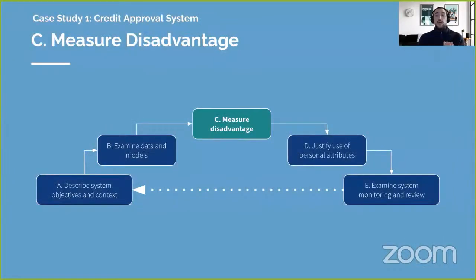So now we've talked about why we use credit scoring models. We discussed the system's impacts, and we touched briefly on the types of models and data used in the system. So now we move into section C, which is measuring disadvantage. I'll start with some common machine learning fairness metrics that have been proposed previously in the literature, and then discuss how we chose among them.